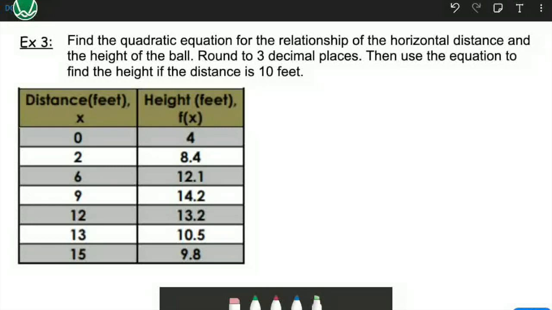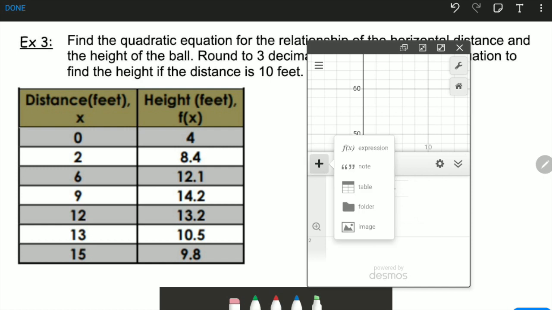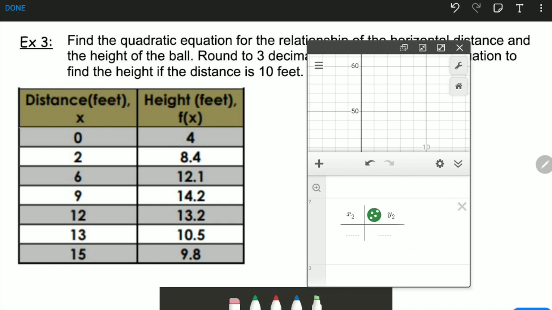In this example, we're going to find the quadratic equation for the relationship of horizontal distance and the height of a ball. We're going to round to 3 decimal places and then use the equation to find the height when the distance is 10 feet. So, to start with, we need to get the data in Desmos, our calculator. So to do that, you're just going to click on Add a Table, and then type the X and Y columns in. Just to save some time, I have actually already typed the columns in. There we go. So I've already typed the data in here.